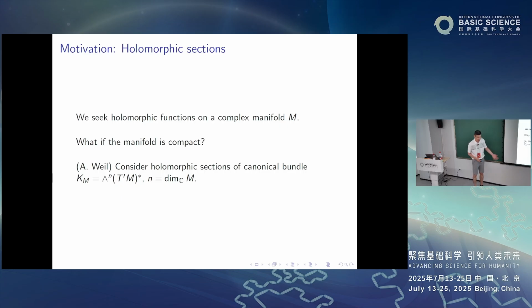The canonical bundle has already been introduced in Professor Peternell's talk, so here I probably do the prehistory. Andre Weil mentioned that we should consider holomorphic sections of this canonical bundle. This was actually a big deal, because in the 19th century complex analysis, they all focused on domains in C. So these ideas lifted this to a new level.